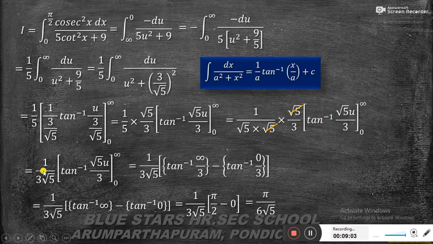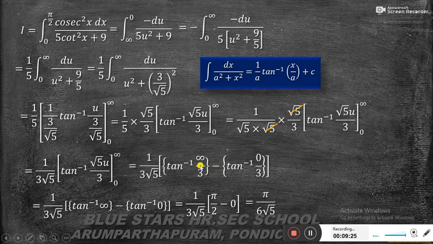In the next step I write it 1 by 3 root 5 into tan inverse of, you apply the limit, that means tan inverse infinity. Now 1 by 3 root 5 tan inverse root 5 u by 3 into 0 to infinity. Now I apply the limit, upper limit minus lower limit. 1 by 3 root 5 into tan inverse infinity minus tan inverse 0.